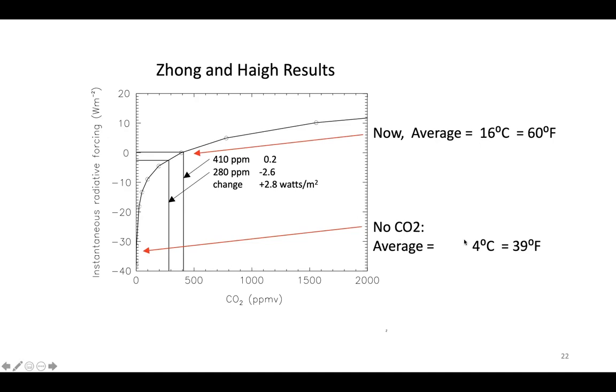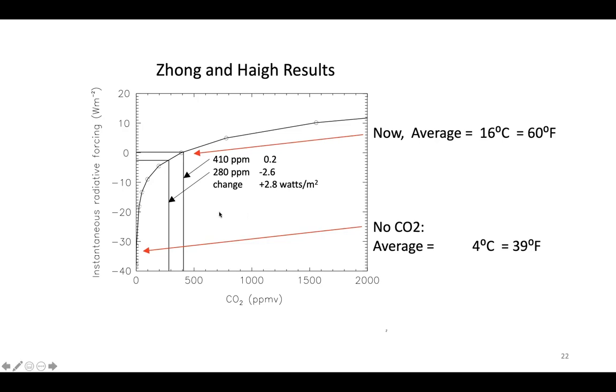And if there were no CO2, the average temperature of the Earth would be about 39 Fahrenheit instead of around 60 Fahrenheit, which it is today. So one can say we're awfully lucky that there's a lot of CO2 in the atmosphere, because it would be freezing most of the time in much of the world if it weren't.